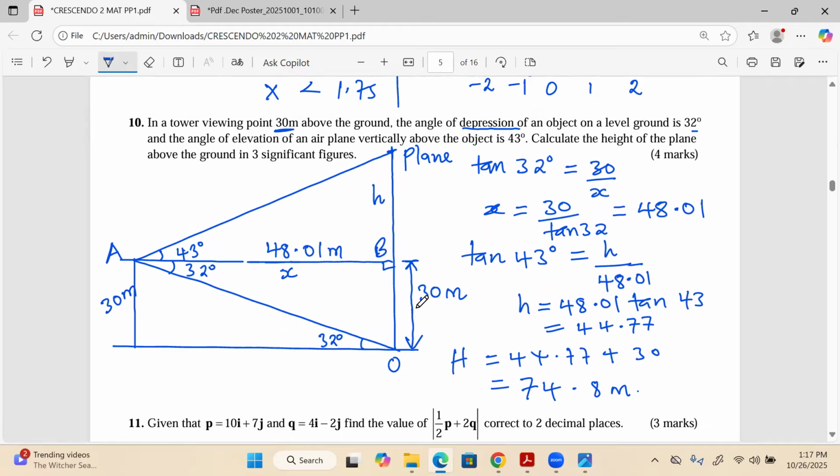Because we're already having 30 and we have found the small h here, 44.77, the total height now shall be 30 plus 44.77. Remembering that we need the answer in 3 significant figures. So that's how we work out that part.